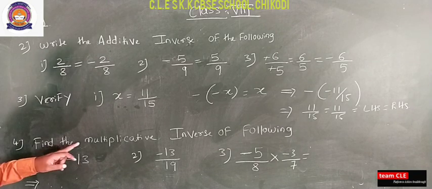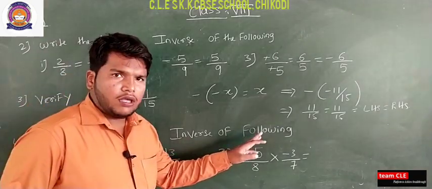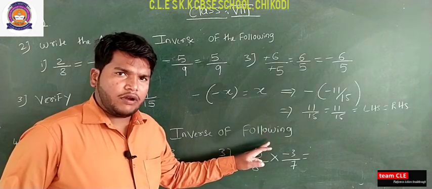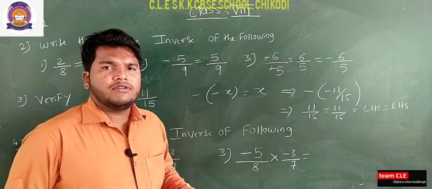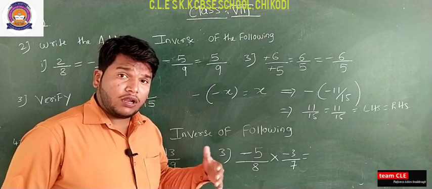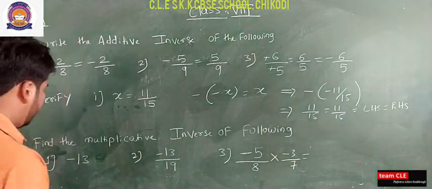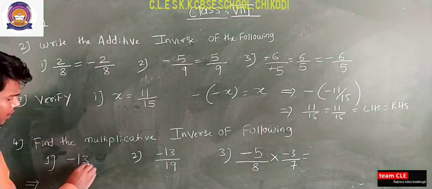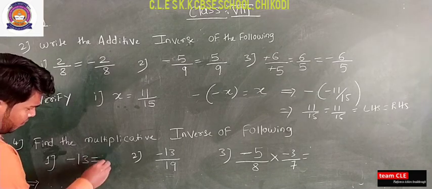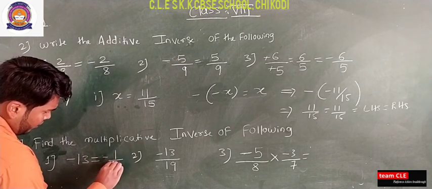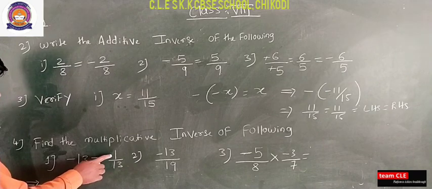Find the multiplicative inverse of the following. Multiplicative inverse means, as you have already learned in the previous classes, you have to take the reciprocal. You have to invert the number. So this is minus 1 by 13. You have to write this as minus 1 by 13.